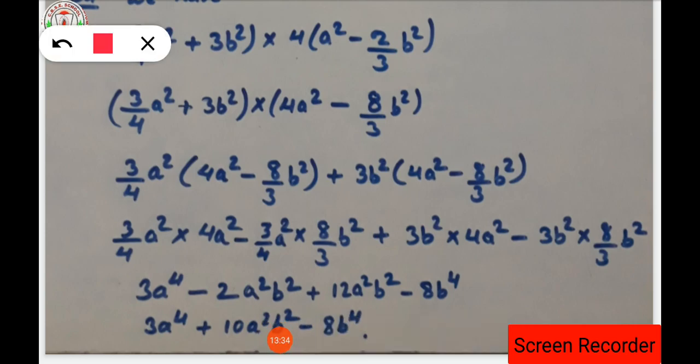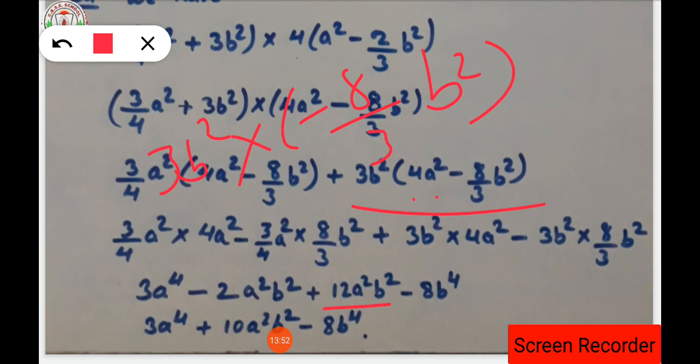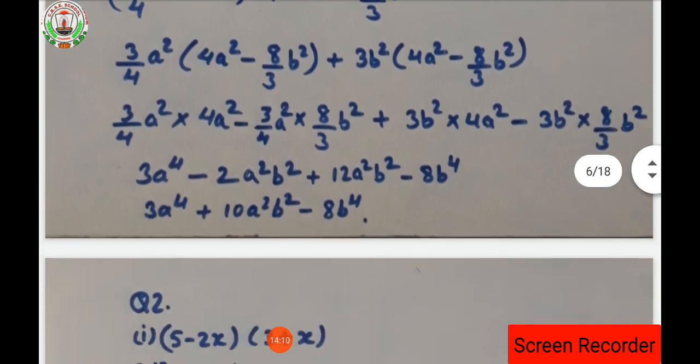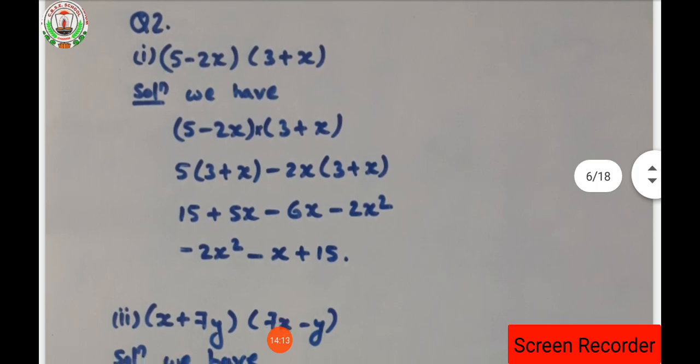Similarly in the second part, 3b square is going to multiply with 4a square. So it will become how much? 12a square b square. Then 3b square is going to multiply with minus 8 upon 3b square. So from the numerator and denominator 3 will get cancelled, and minus 8b square into b square gives 8 to the power 4 in the answer. So the answer is 3a to the power 4 plus 10a square b square minus 8b to the power 4.